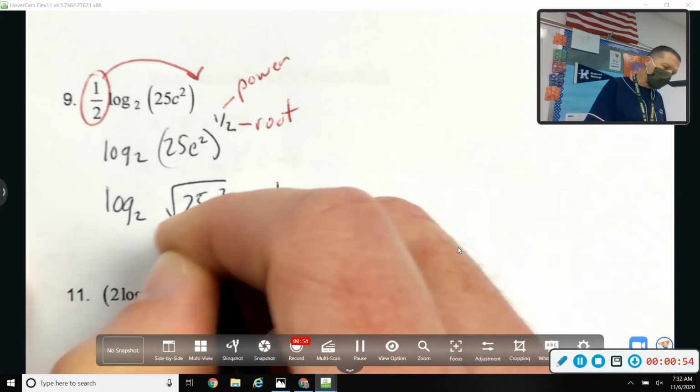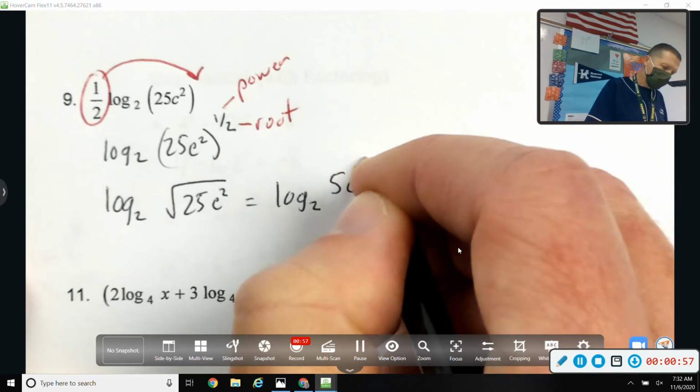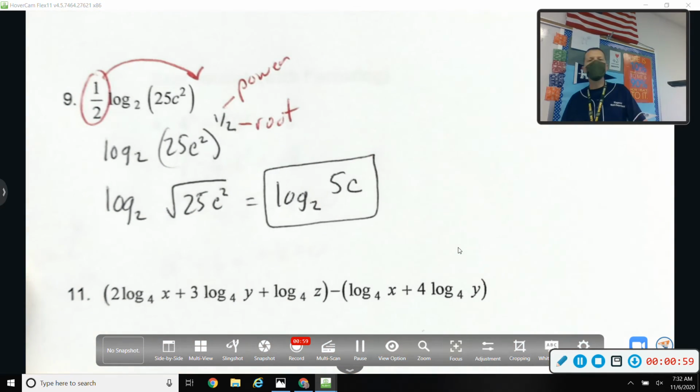And then what do you know? Both of those have a square root. So, log base 2 of 5c.